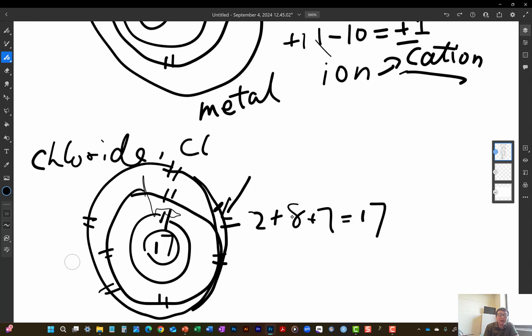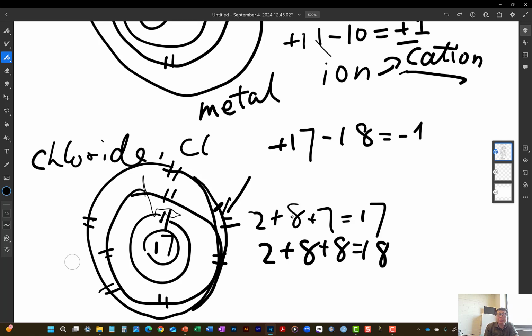And then in this case, now we have positive 17 minus, now this one has 2 plus 8 is 18. Positive 17 minus 18 is negative 1. And this is another ion. It's another ion because now it has a negative charge. And this ion is called an anion. It's a negative charge ion.